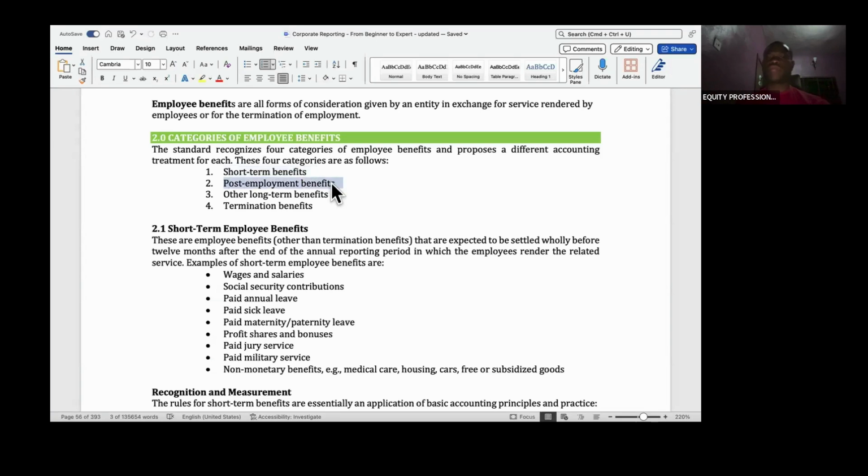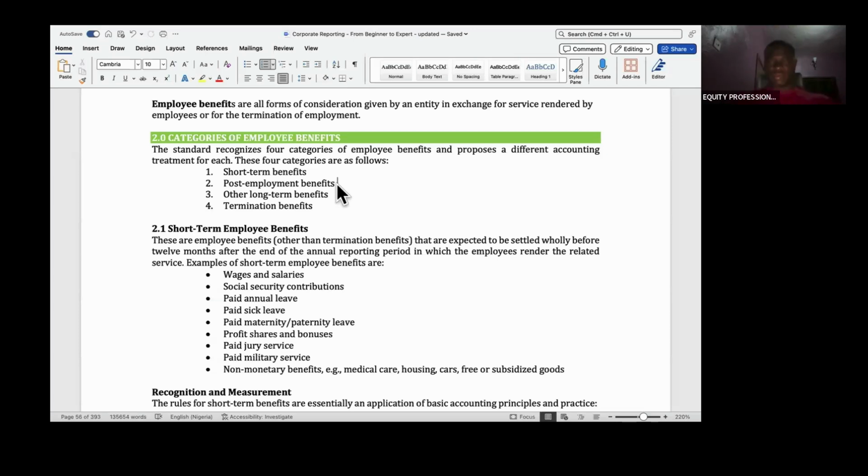Then the post-employment benefits. These are benefits we'll give to employee at retirement. So when the employee retires, we will need to give them benefits. So that benefit we'll give to our employees when they retire, those ones are post-employment. Okay, there are benefits at retirement or there are benefits at the completion of employment.